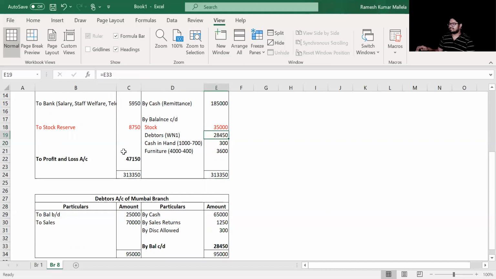So when you finish off all these transactions, the profit which you transfer to profit and loss account is 47,150. Okay. So, if you observe carefully, once in at least 2 years, a problem on the debtors method is continuously there. Okay. So let's go ahead to the next question.